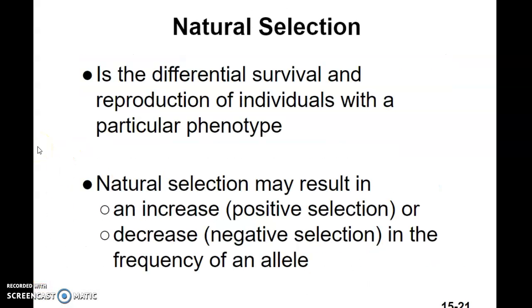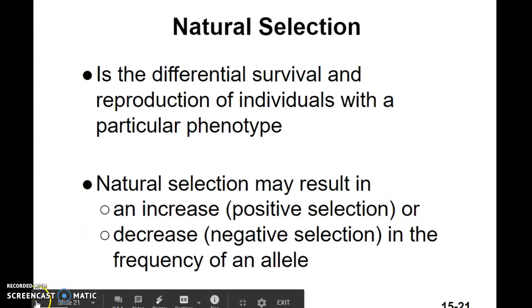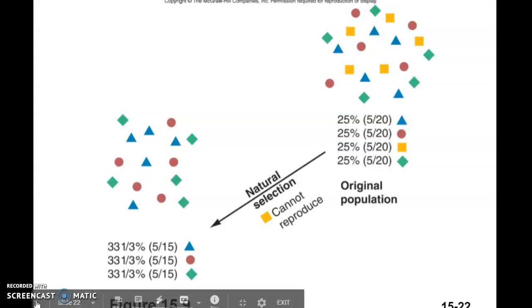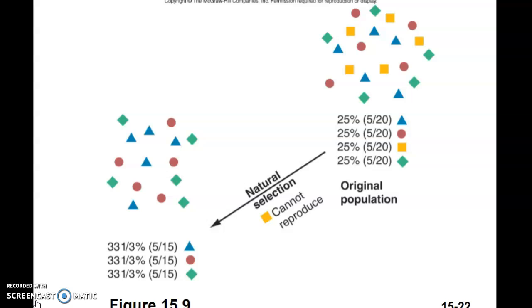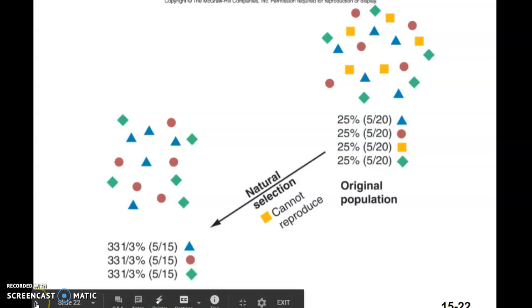All right, and then finally we got natural selection. So basically there's a differential survival and reproduction of individuals of a certain phenotype. You can either have an increase in natural selection, there's a positive selection for that trait, or a decrease or negative selection for a particular trait. And then you can see that can create changes in the population as a whole. So if the yellow squares can't reproduce, of course, they're going to die out really, really quick, and you'll have no more yellow squares.